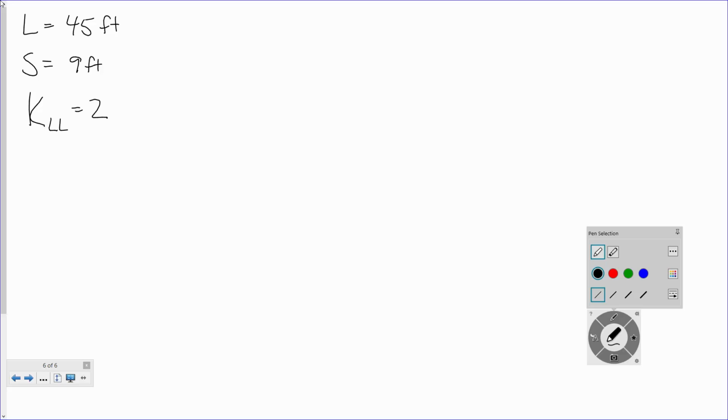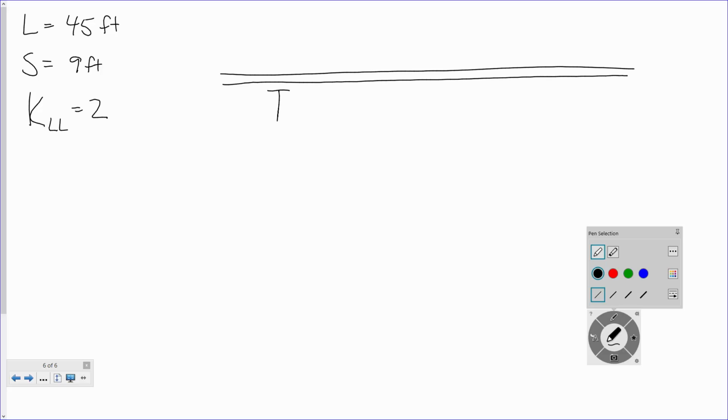I'm going to have, let's say, a floor slab that looks something about like that, and I'm going to have a bunch of floor beams spaced out like so, right? And those floor beams are running in and out of the screen, okay? So how far apart are those floor beams spaced? 9 feet. So far, so good?